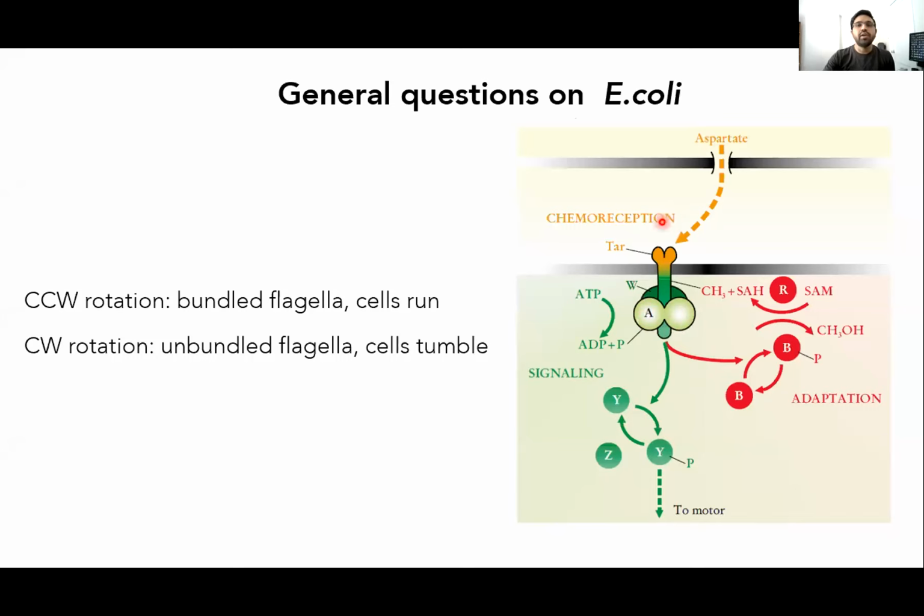But if you put in a gradient of aspartate, then the cells start to sense the more and more concentration of aspartate and start running towards those higher aspartate concentrations by elongating their runs.